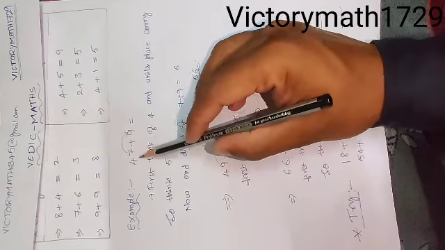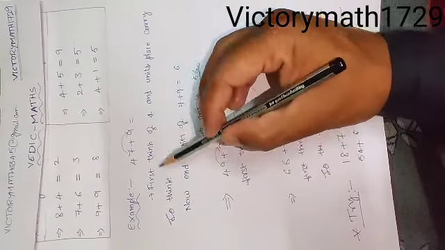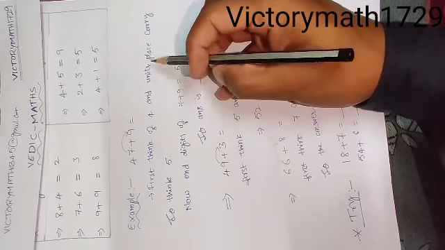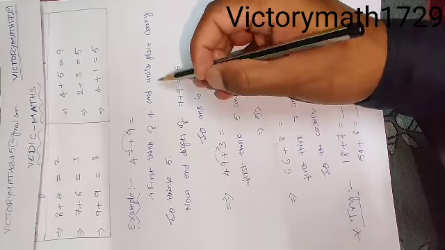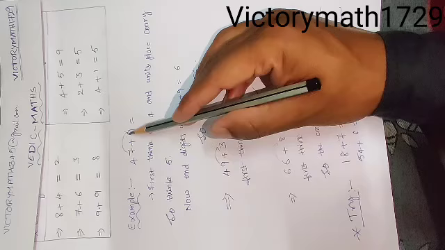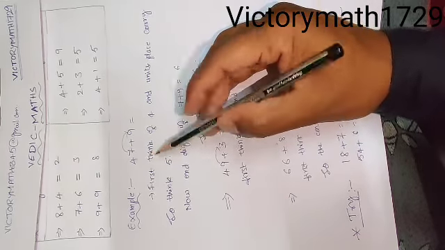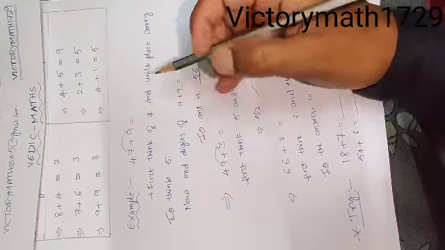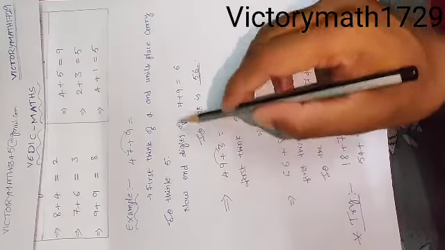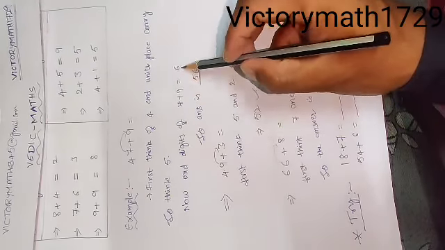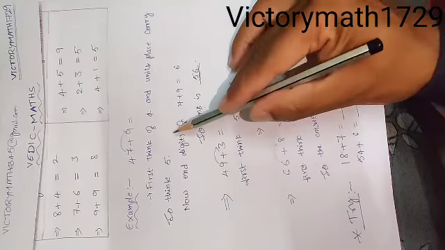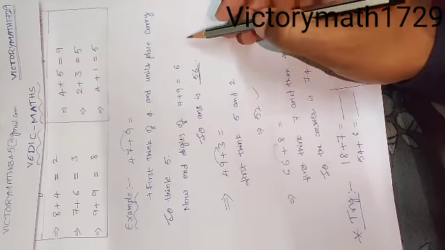For example, 47 plus 9. First think of the 4 and the units place. The units places are a carry combination, so think 4 becomes 5. Then the end digit of 7 plus 9 is 6. So the answer becomes 5 and 6, that is 56.